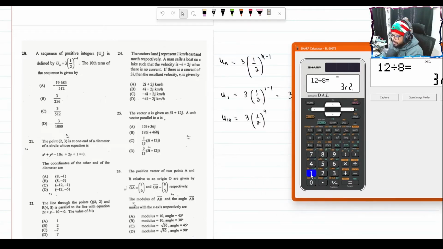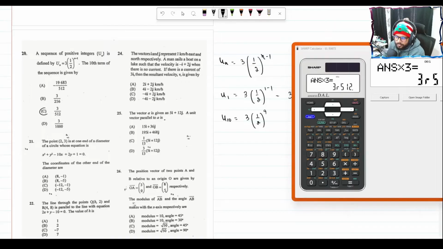1/2 to the power 9 multiplied by 3. So let me put it in brackets now. 1/2 raised to the power of 9, multiplied by 3. Yes, multiplied by 3. 3 over 512.